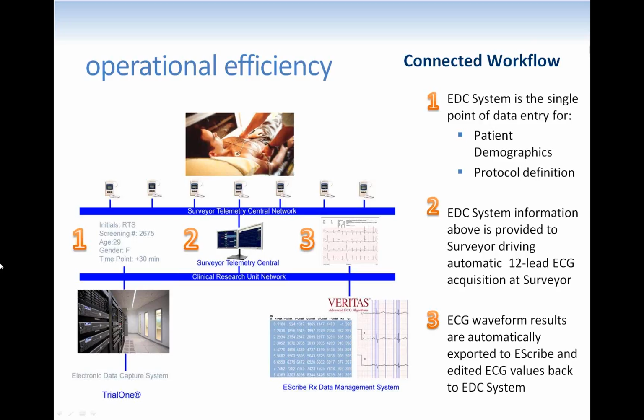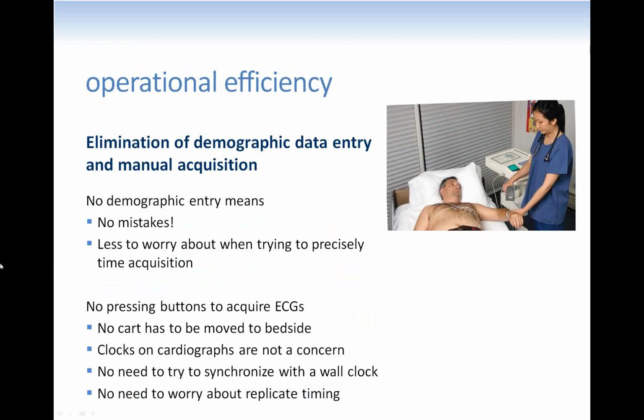So the data entry in terms of demographics, the timing in terms of wall clocks and things like this is removed. The data entry after it would leave the Surveyor system in terms of putting it into a case report form or verifying the source data is all removed. It's all an electronic piece of data that is very well controlled and connected. This interface between the two systems means that it is as efficient as it possibly can be. And in terms of operational efficiency, again, it means that we have no demographic entry and therefore no mistakes. We have less to worry about.